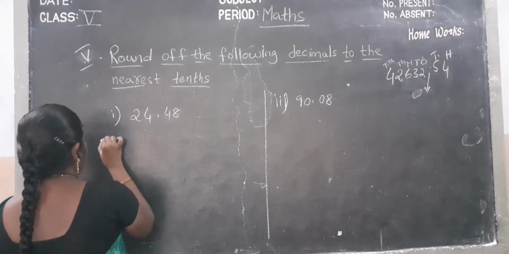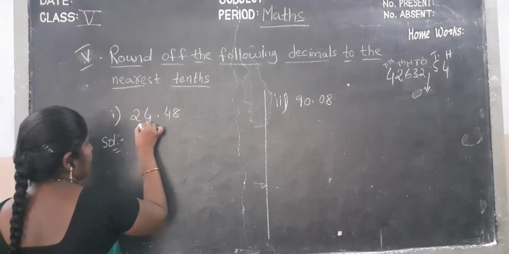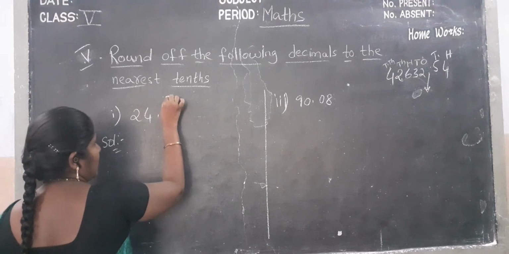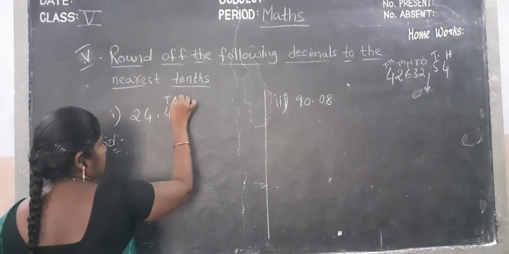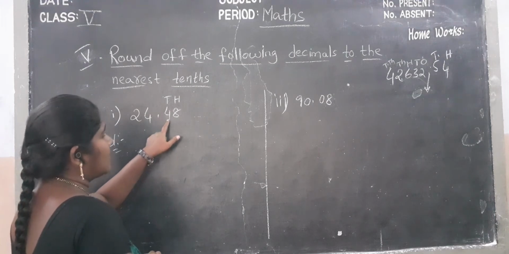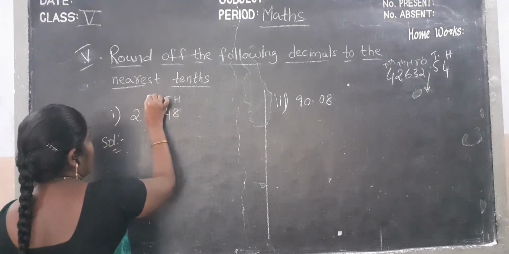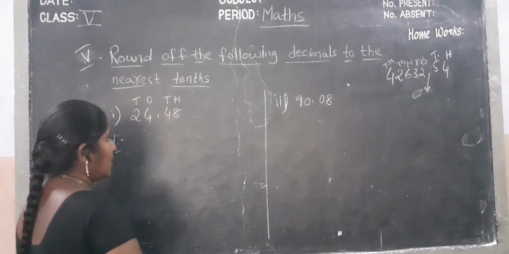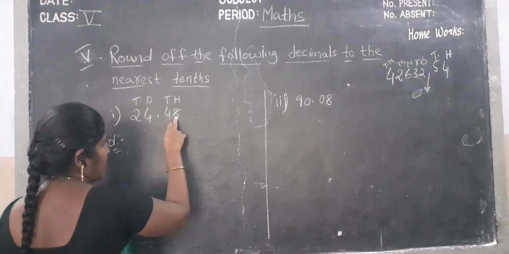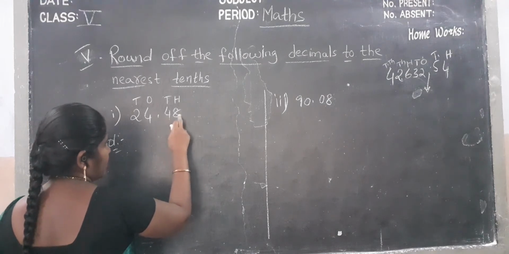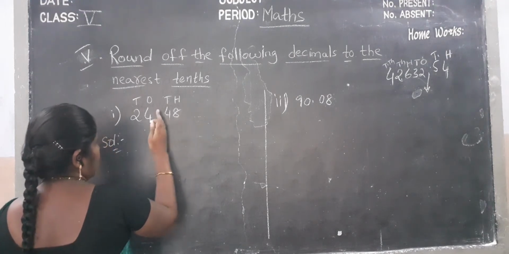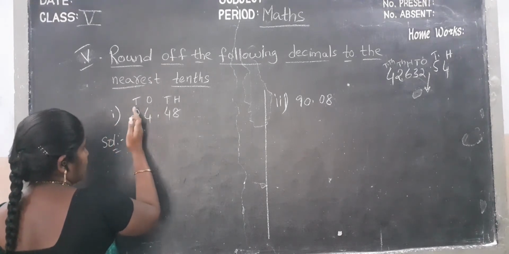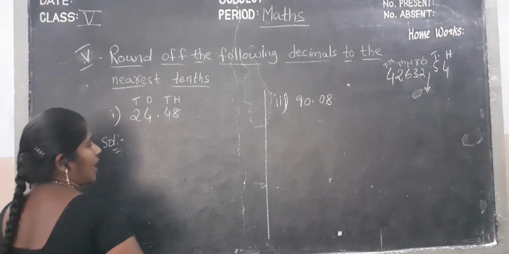For this sum, see children, what is the given sum, children? So 24.48. So this place is tenths and this place is hundredths. And this place is ones and this place is tens. Okay, children? After the decimal we will take the place values tenths, hundredths, thousandths, like that. Before the decimal we are taking as usual, place values ones, tens, hundreds, thousands, like that, children.